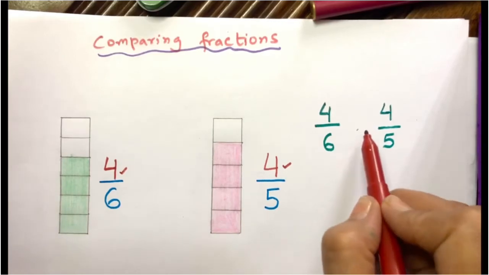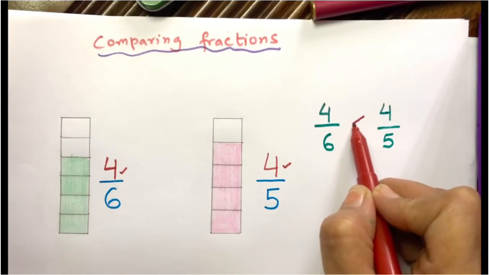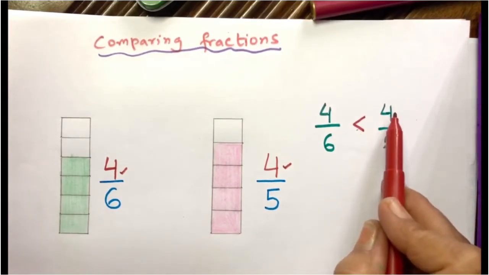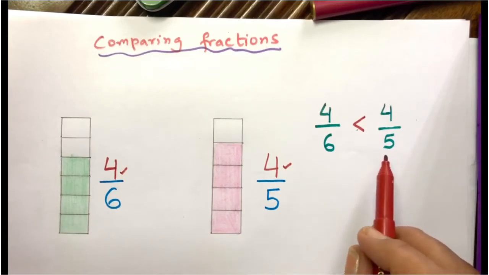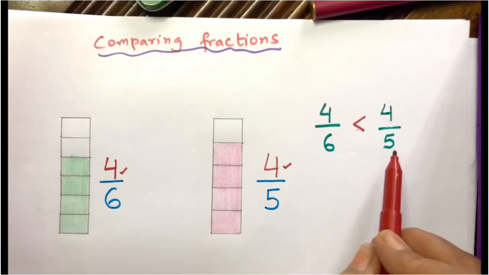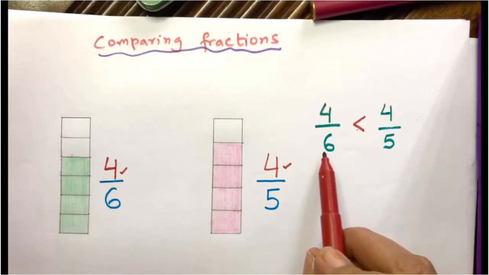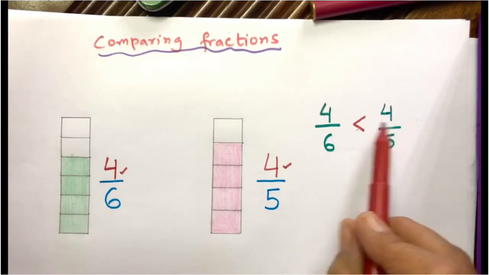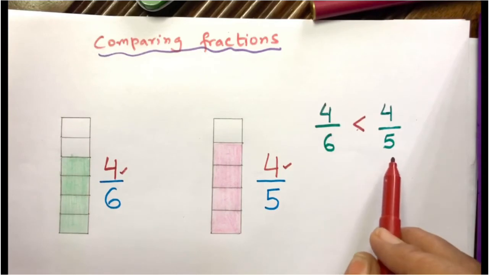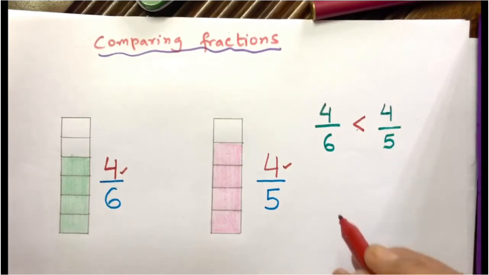This would mean 4/6 is less than 4/5. Take this as, suppose I have two pizzas. I have divided one pizza into 5 pieces and another into 6 pieces. And if I take 4 pieces out of both the pizzas, which would be greater? Which would be bigger? This. Okay.